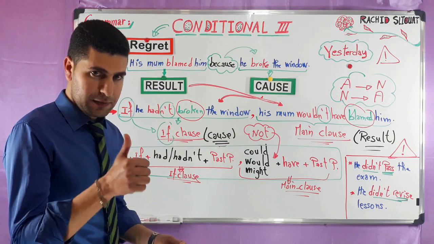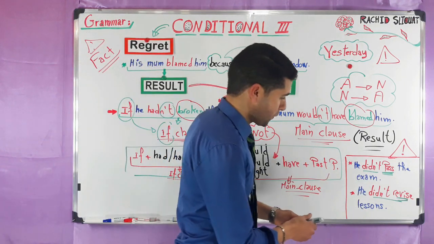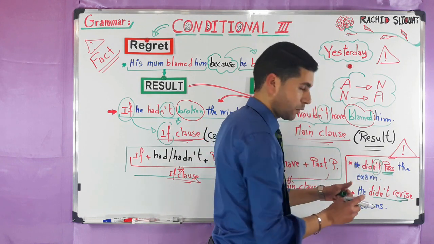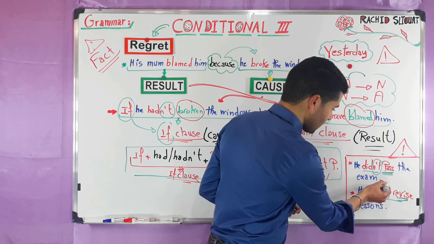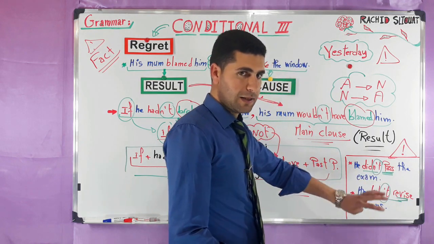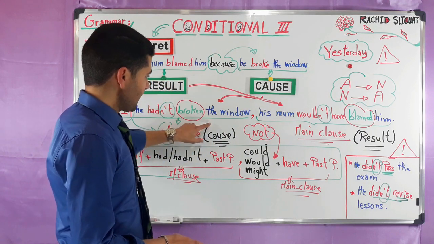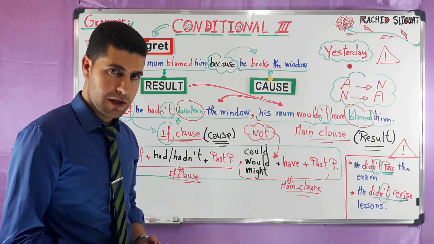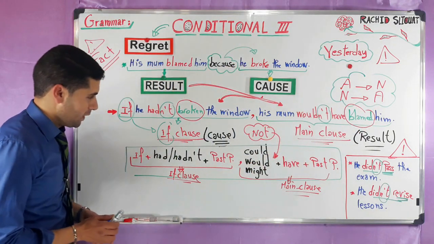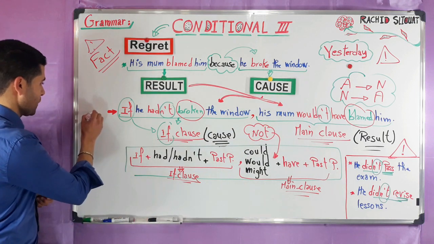Now if you look at both of them, they are negative. As you can see, didn't, so it is negative, and here, didn't again, it is negative. So both of them are in the negative form. When we put them in the conditional, we will have them as affirmative sentences, just like we are going to see. So this is number one.